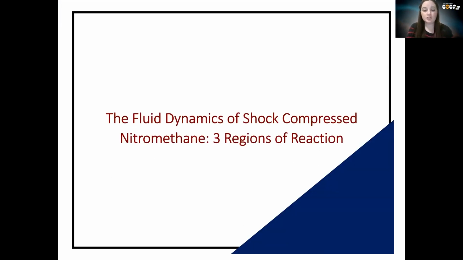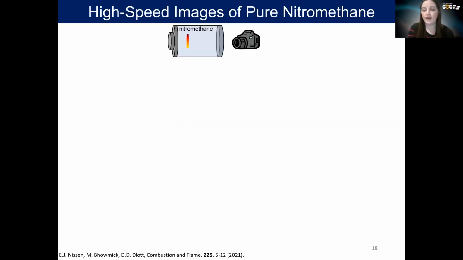So the next thing I want to show you is the 3 distinct regions of reaction in nitromethane. I don't have time to talk about the pyrometry, which also shows the 3 distinct regions, so instead I'm just going to talk about my high-speed images. Here we have the high-speed images, which are using a 5 nanosecond gated camera with a 2-micron resolution. And there's no external illumination, so everything you see is thermal emission from nitromethane.